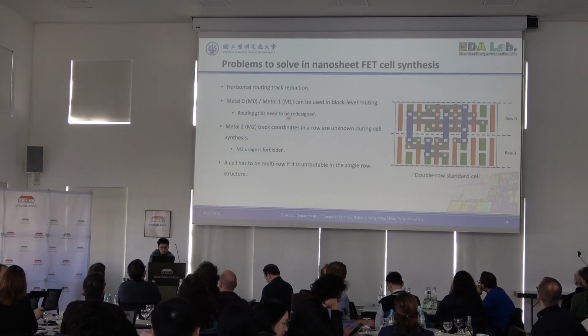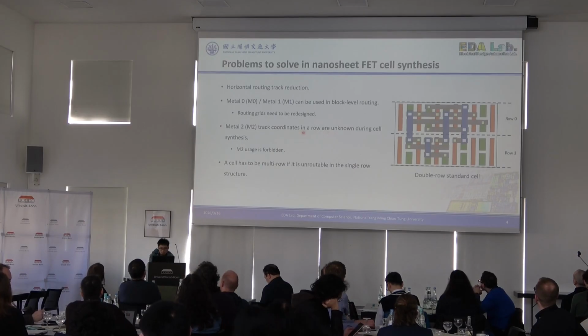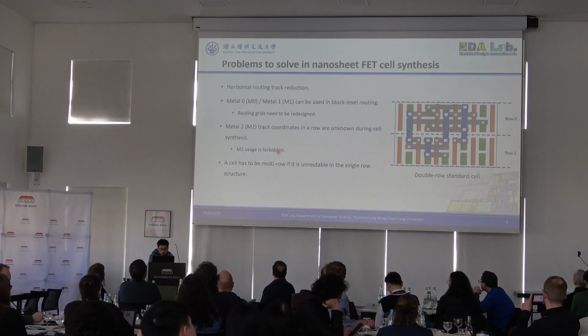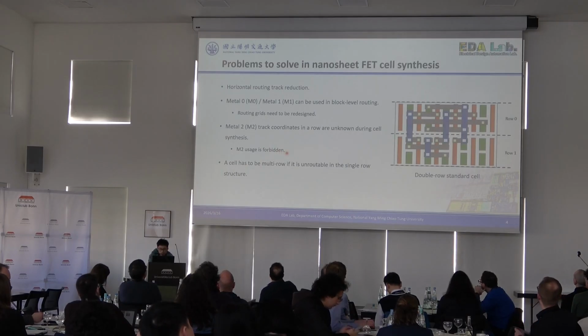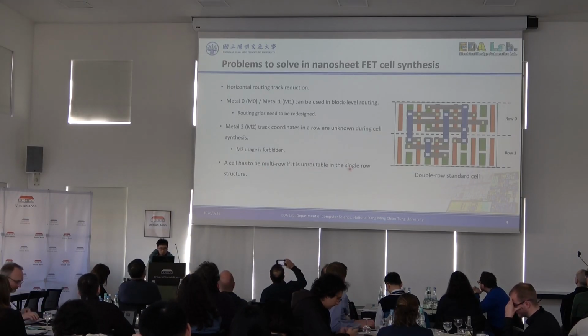And metal 2 track coordinates in a row are unknown during cell synthesis. And the M2 track usage is forbidden in our work when synthesizing cells. And a cell has to be multi-row if it is unroutable in a single row structure. This is a double row cell layout.